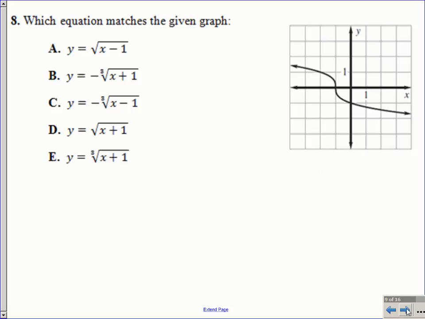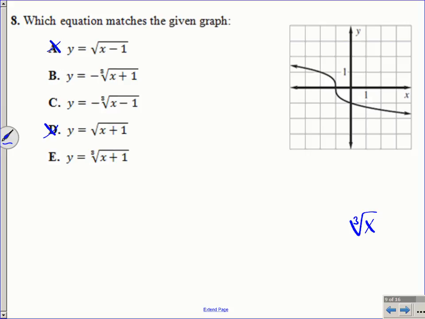All right, number 8. You saw something similar to this on your skills check yesterday. Which equation matches the given graph? So, first thing I would look at is the fact that, hey, this is a cubic root graph. Some sort of cubic root of x. So what I'm going to do is eliminate any of the options that aren't a cubic root graph. So for example, A, that's a square root. Not going to work. Same thing with D. That's a square root. Not going to work.